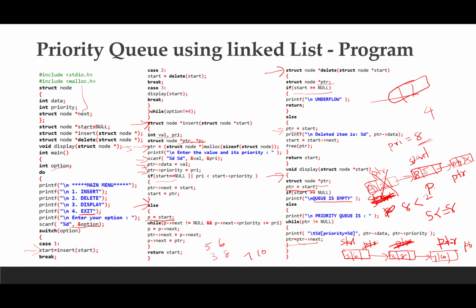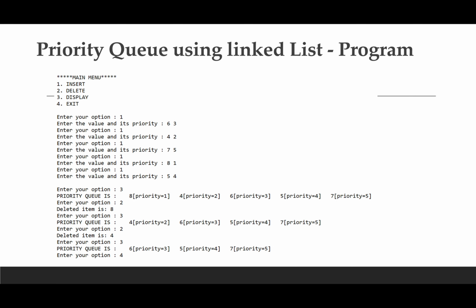And if you press the option 4, it will exit. So this is the output. First I gave the option 1 and it inserted the value, and when I give the option 3 the values are printed. For deleting, when I give 2, the deleted item is 8, so the 8 is deleted from the queue. So this is the procedure and code for the priority queue using the linked list.